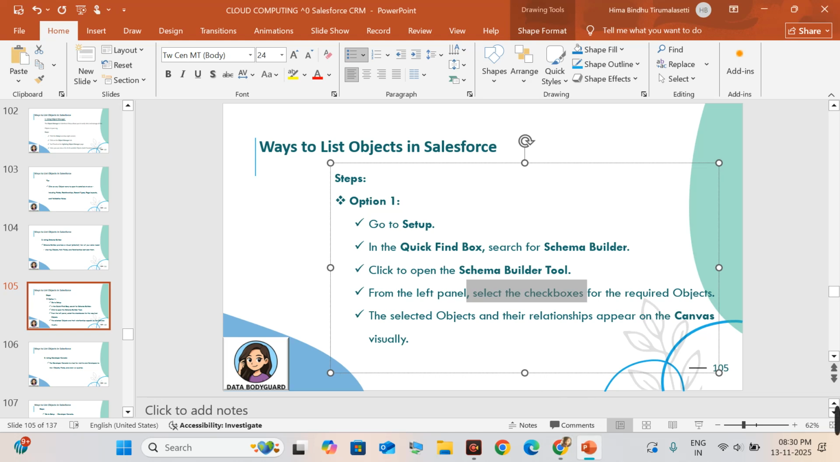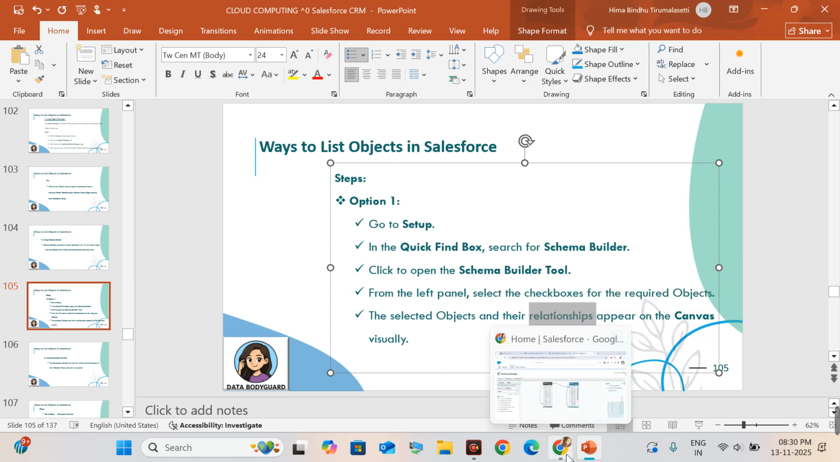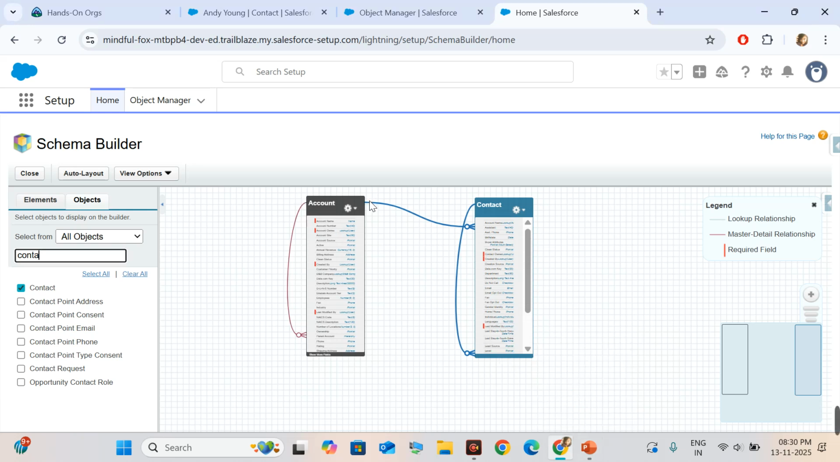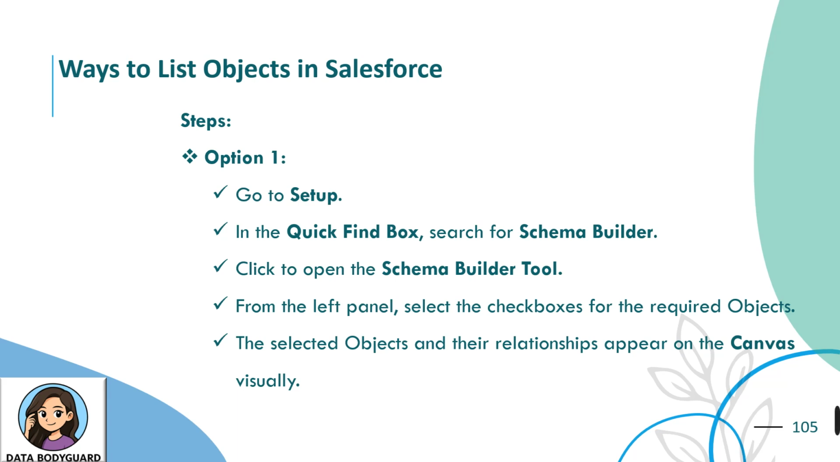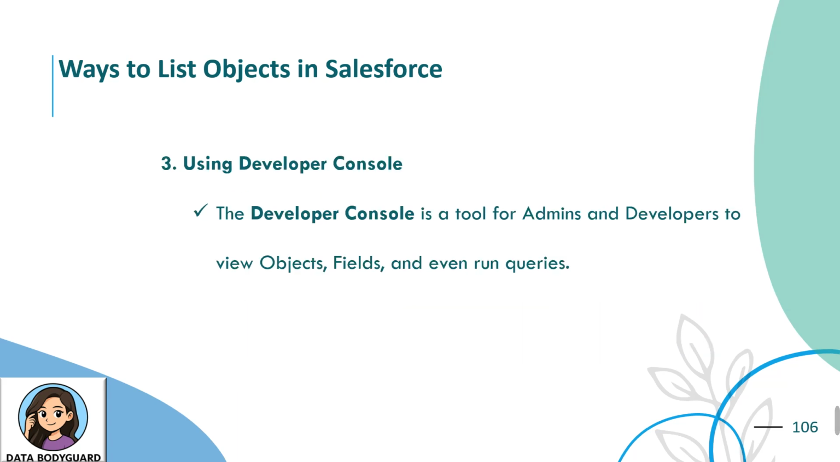So then select the objects, we have done it, and whatever the relationships are, we'll see them appear on the canvas visually. If from account to contact there is a kind of relationship, if it is a blue color, it's a lookup, and if it is red, we will say that it's a master detail relationship, and we'll see that later, each and everything one by one. So that was our schema builder, like we have seen.